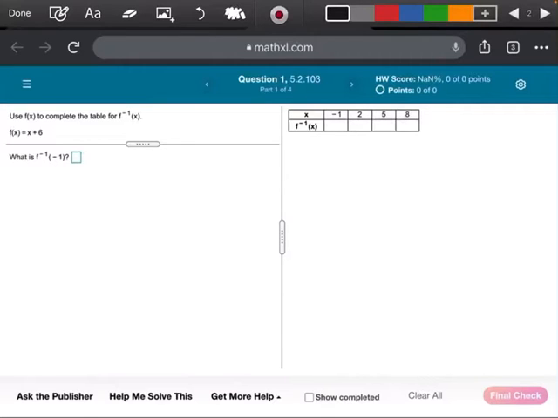All right, so guys, this is a question out of 4.1. It says use f of x to complete a table for f inverse of x. We have that f of x is equal to x plus 6, and we're looking for f inverse of -1. I want to explain something real briefly over here on the side, just to show you what I'm talking about.